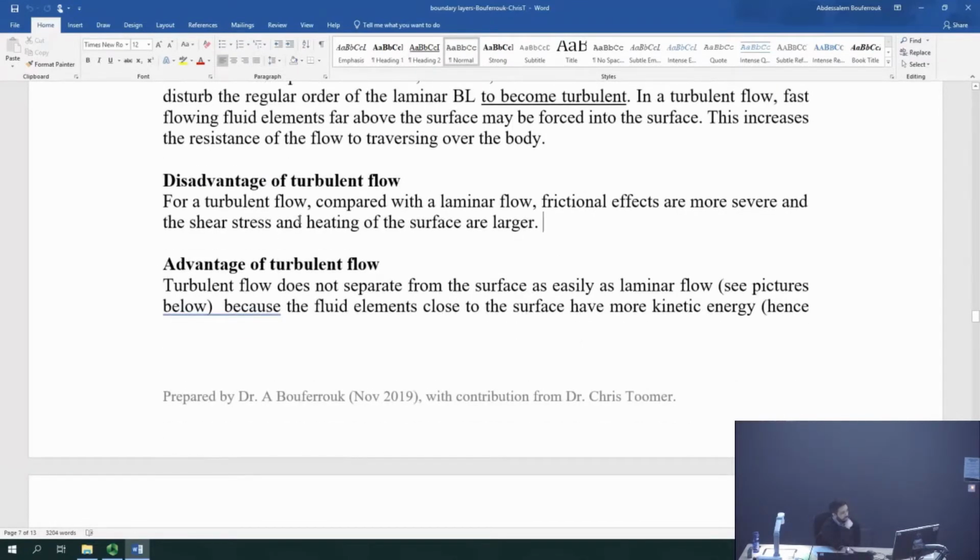What are the advantages and disadvantages of turbulent flow? So, a turbulent flow compared with laminar flow, in terms of disadvantages, I told you already it has a higher skin friction and therefore a higher skin friction drag. So that's not good. However, the good thing about a turbulent boundary layer is that it can remain attached on the surface much better than the laminar one, and therefore the possibility of having high pressure drag is hugely reduced. But then you have high skin friction drag, so it's very difficult.